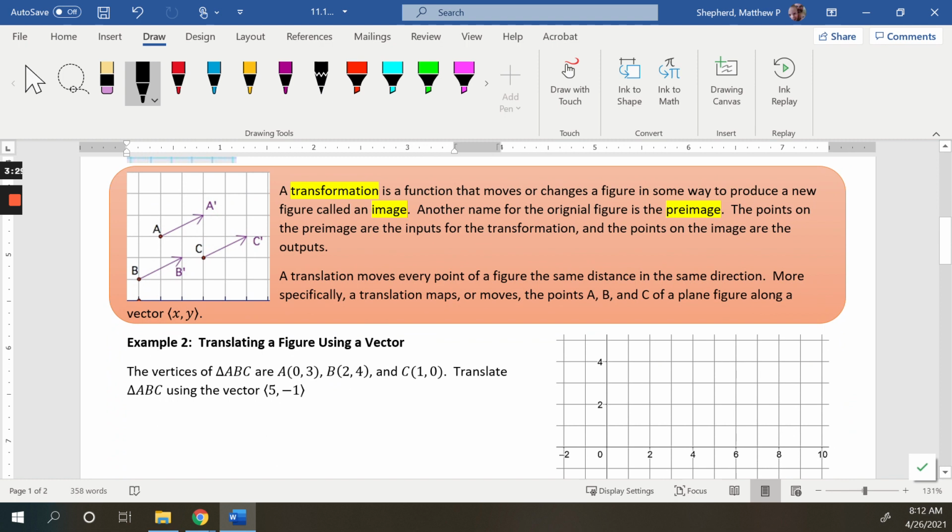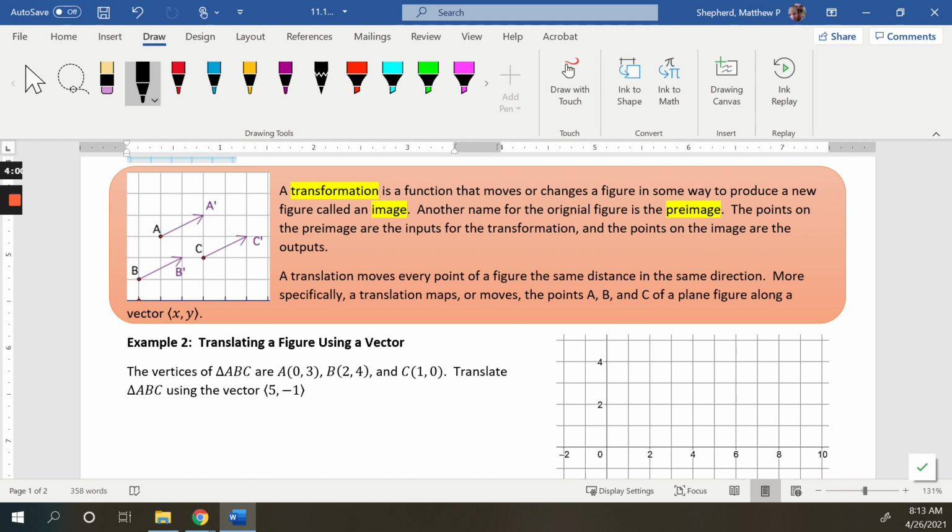A transformation is a function that moves or changes the figure in some way to produce a figure called the image. Another name for the original figure is the pre-image. This is a place where there can be some confusion. After you've transformed it, it's the image. Everything before you did a transformation is called the pre-image. The points on a pre-image are the inputs for the transformation, and the points on the image are the outputs.